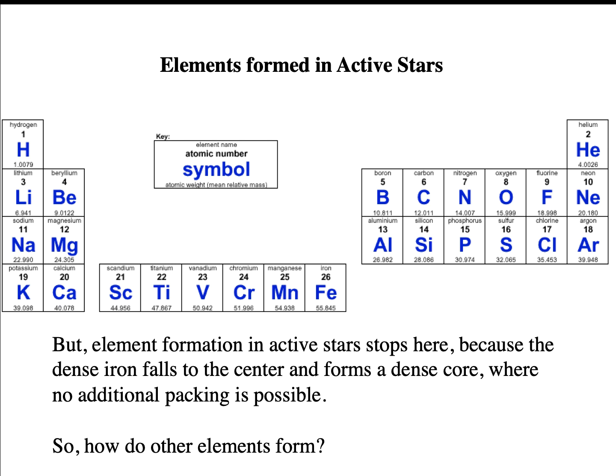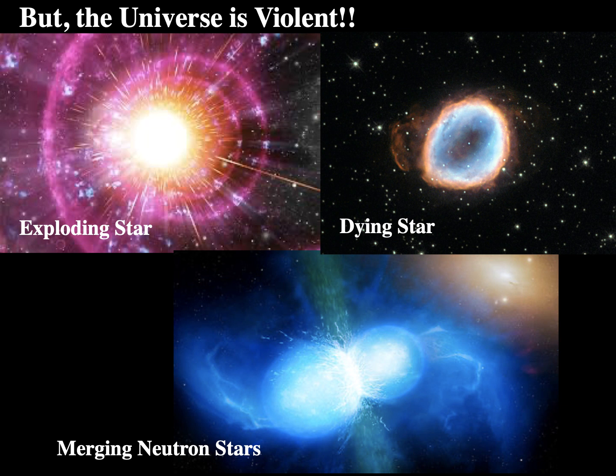How are those produced? It turns out that the universe is extremely violent. There are many things that happen in the universe that produce tons of energy and new elements beyond that. So there are exploding stars, which produce other elements. There are dying stars that also can produce certain elements. And then neutron stars produce other types of elements as well.